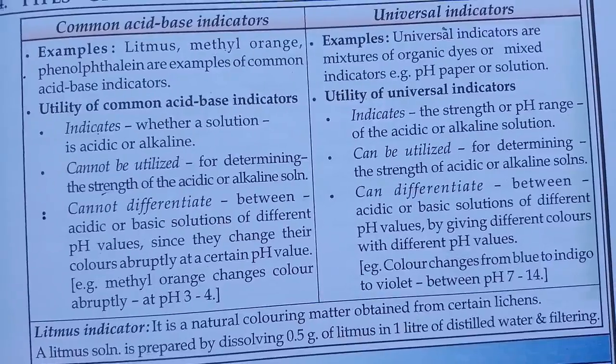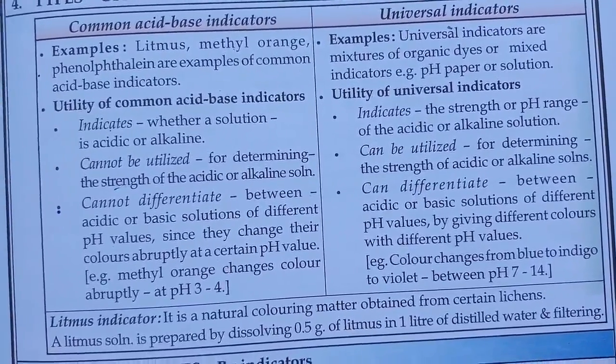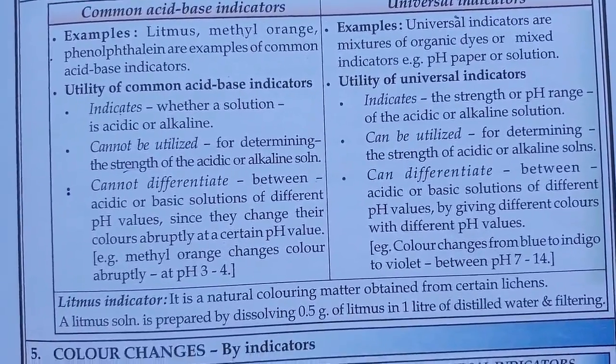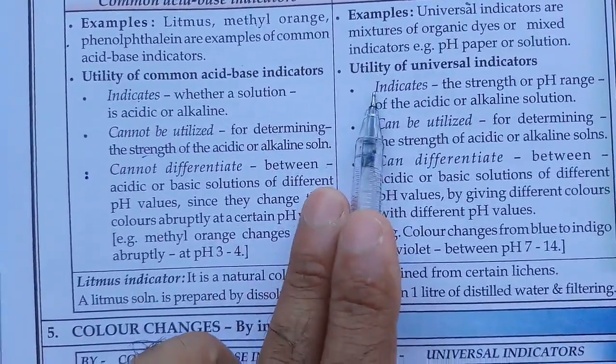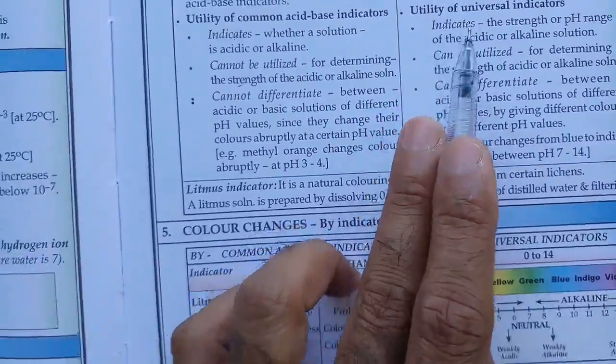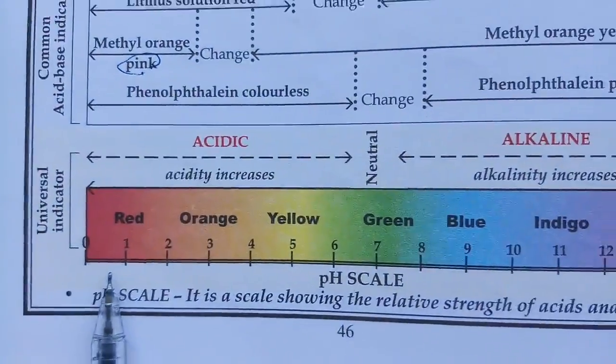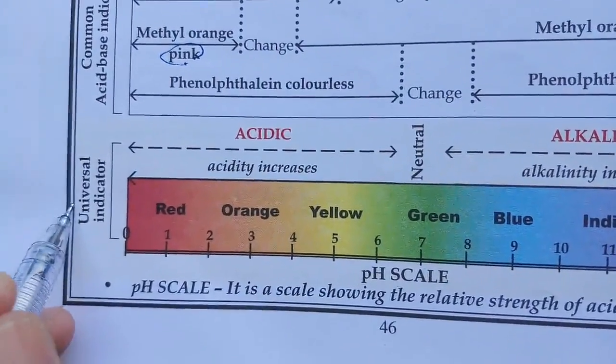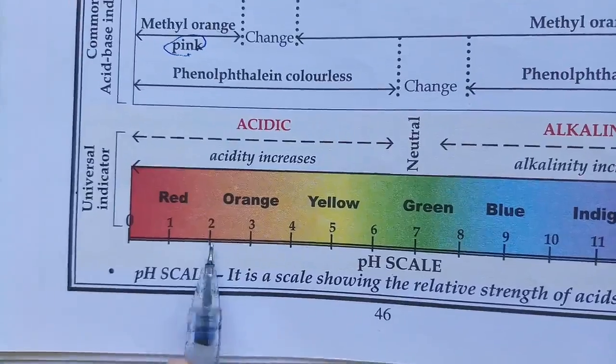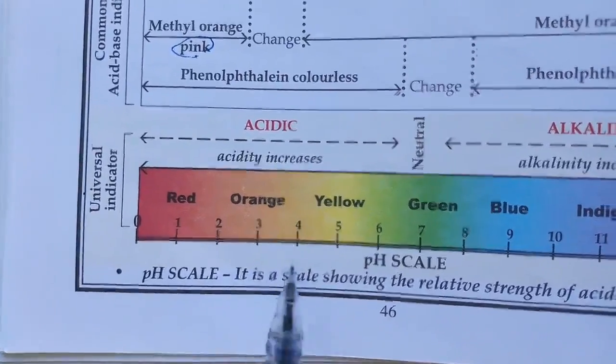Utility of the universal indicator. It indicates the strength of the pH or the pH range, right? We just take a look at this pH scale. If I bring you back here to this scale, this is the universal indicator, right? So it indicates the strength, 1, 2, 3, 4, 5, whatever.